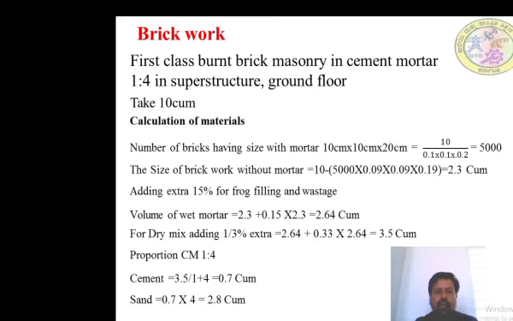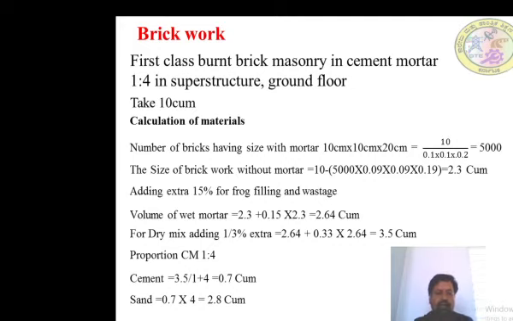For dry mix, adding one third extra: 2.64 into 1 divided by 3 equals 0.33, so 2.64 plus 0.88, say 3.5 cubic meter. The proportion is cement mortar 1:4, cement 1 and fine aggregate, sand, 4. First calculate the cement quantity for the dry mix: 3.5 cubic meter divided by 1 plus 4 equals 0.7 cubic meter.